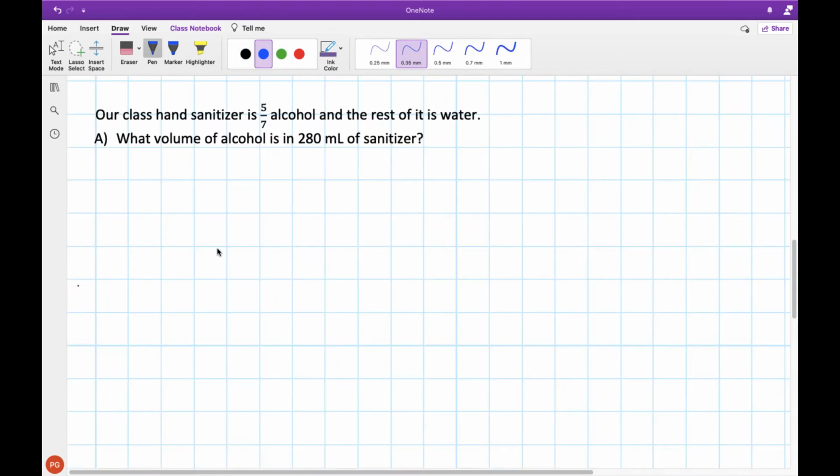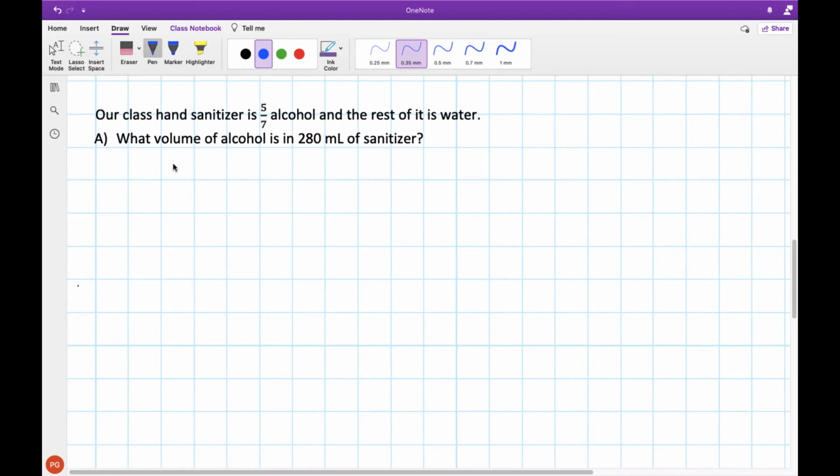All right, let's try this question here. Our class hand sanitizer is about 5/7 alcohol, and the rest of it is water. For those of you that didn't know, the hand sanitizer that you're using on your hands contains alcohol. Now the alcohol inside the hand sanitizer is different than the stuff that people drink, so it's definitely a bad idea to drink the hand sanitizer.